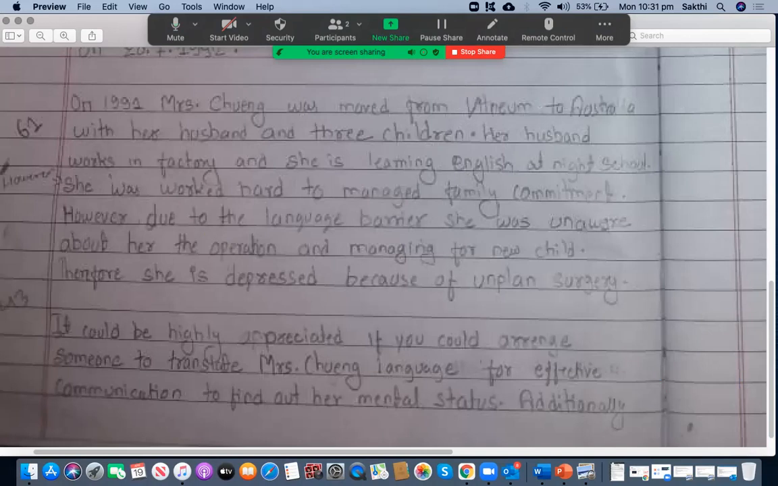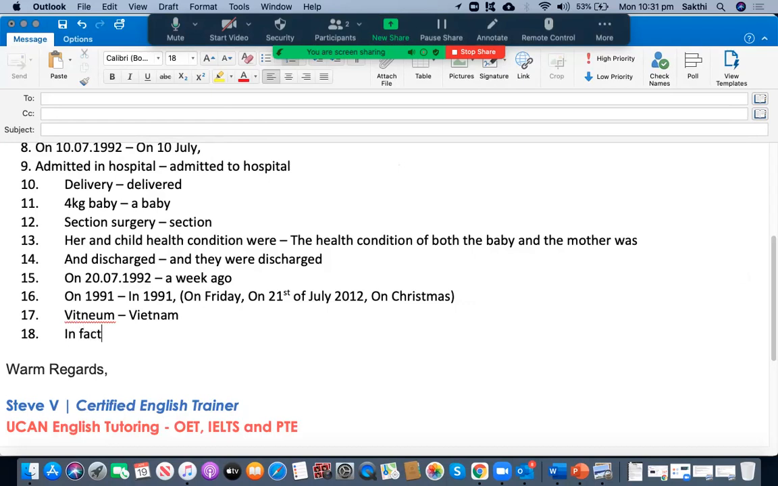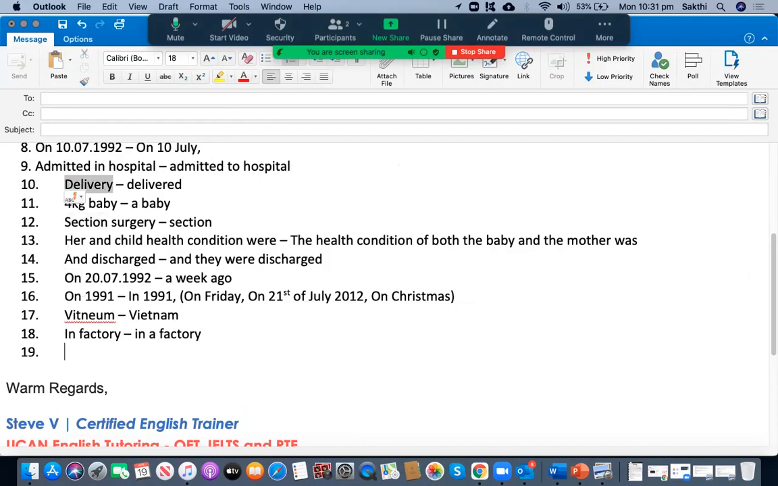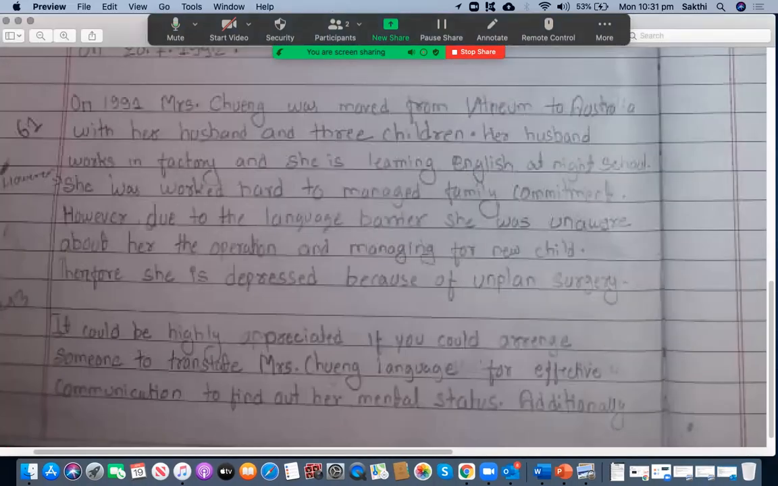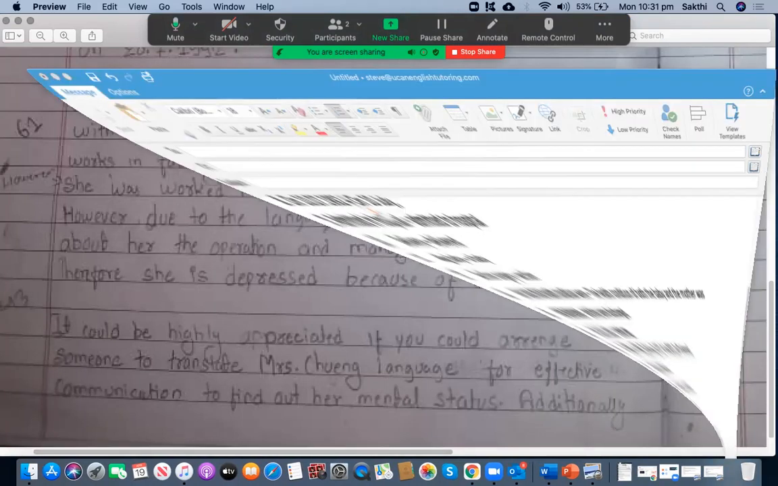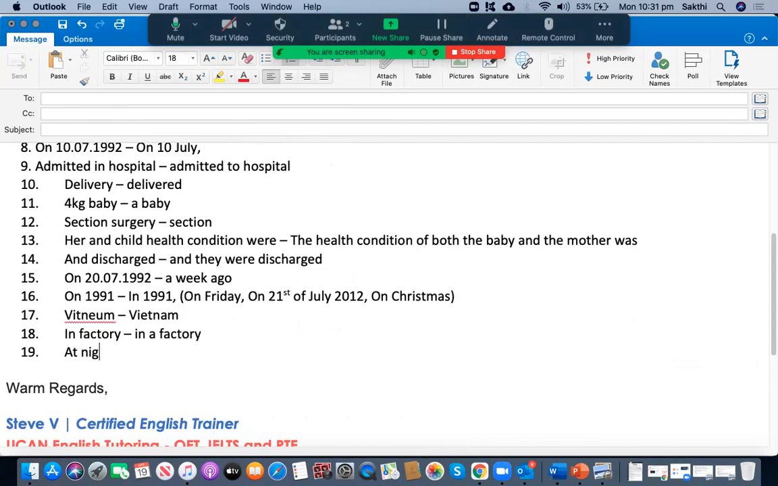To Australia, with her husband and three children, that's okay. Her husband works in factory. No, in a factory. You need to use the articles properly, like a, an, and the, okay? And she is learning English at night school. No, at a night school.